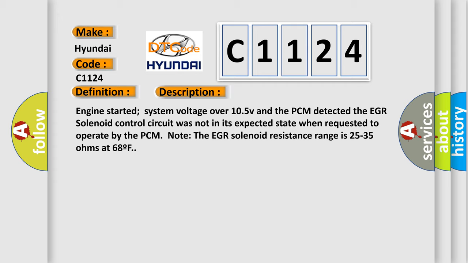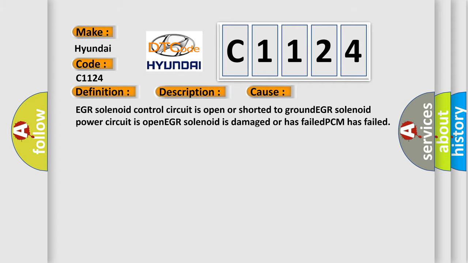Note, the EGR solenoid resistance range is 25 to 35 ohms at 68 F. This diagnostic error occurs most often in these cases: EGR solenoid control circuit is open or shorted to ground, EGR solenoid power circuit is open, EGR solenoid is damaged or has failed, PCM has failed.